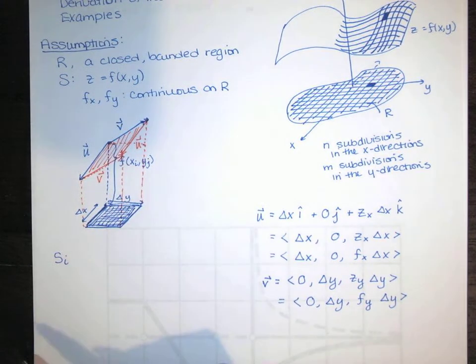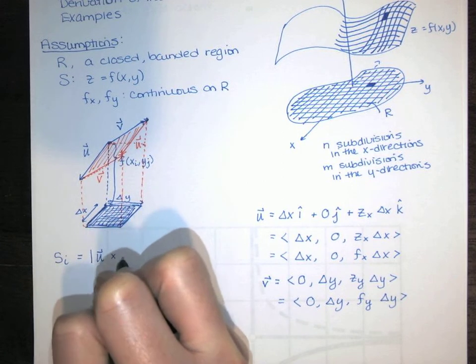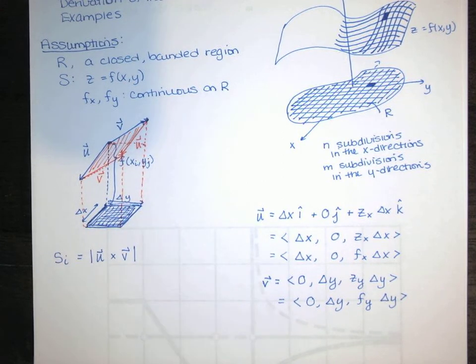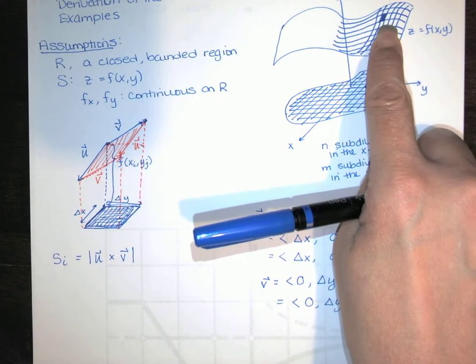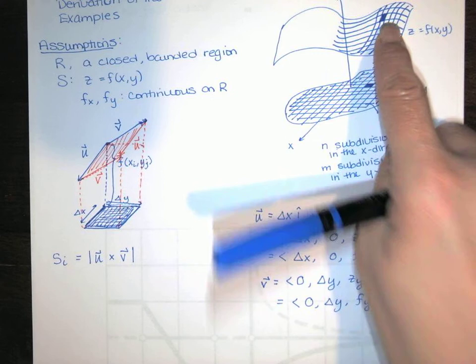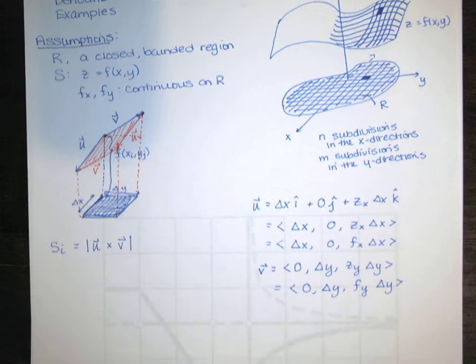So the area of this piece, well, that can be found using one of the things that we talked about way back at the very beginning of this course. Remember at the beginning of the course we said the magnitude of the cross product of u and v gives you the area of the parallelogram with u and v as adjacent sides. Well, that's going to come in handy here because that's giving us the area of that little piece. And once I have the area of that little piece, I can add up all of those to get the total area of the surface.